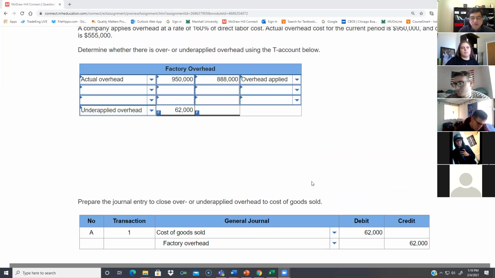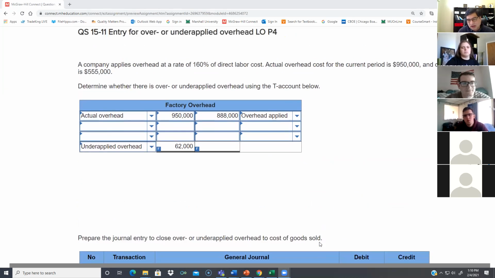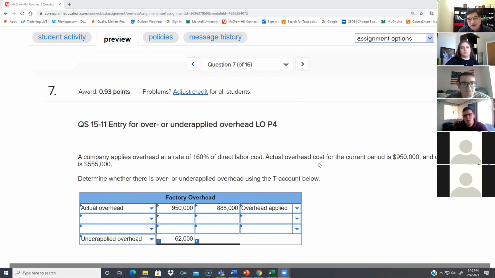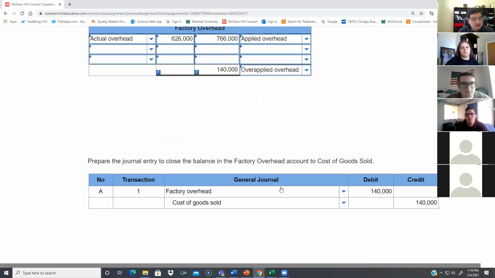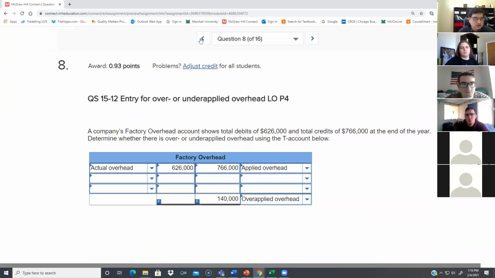Any other question on this part, please? So when we do this kind of problem in the general journal, is it always going to be cost of goods sold that we're crediting or debiting? If the amount is small, I think for our purpose, that will be fine. Let me see if they've used anything else. No, they used the cost of goods sold.